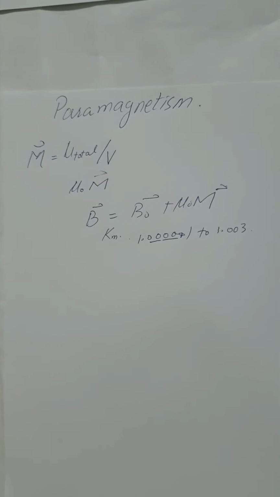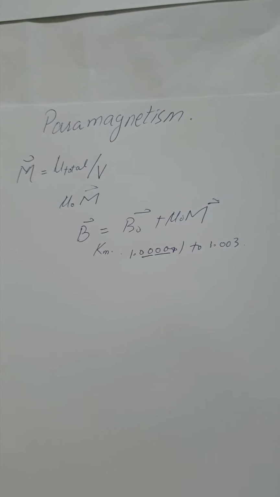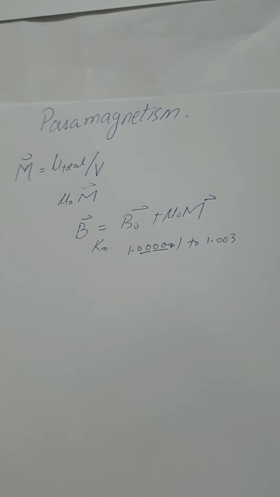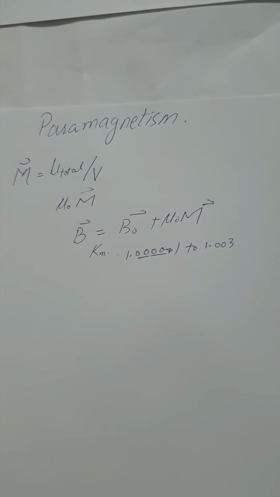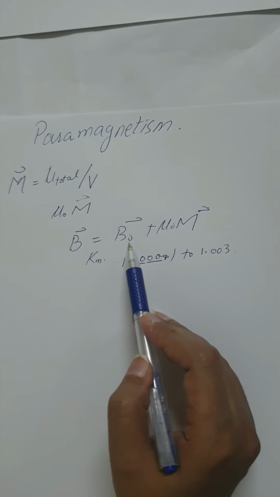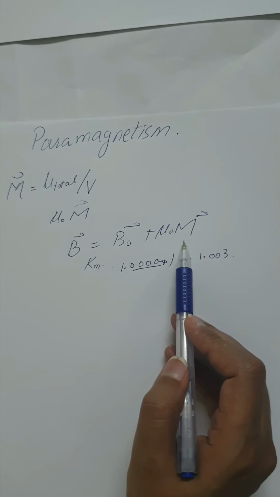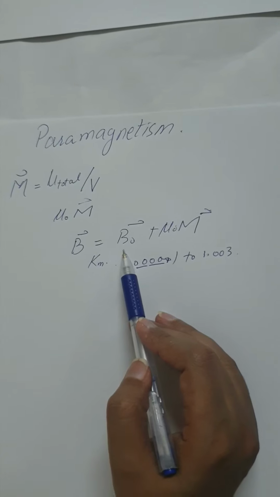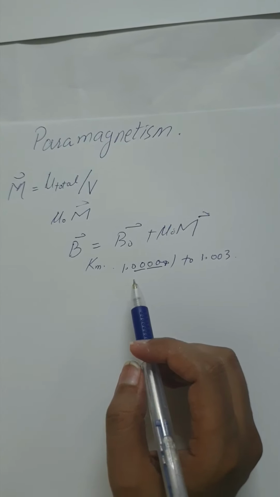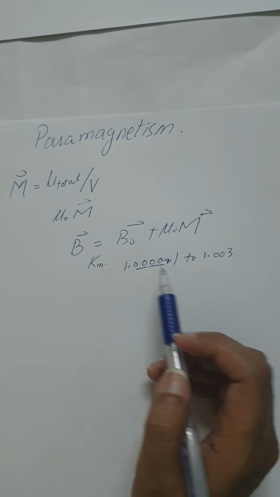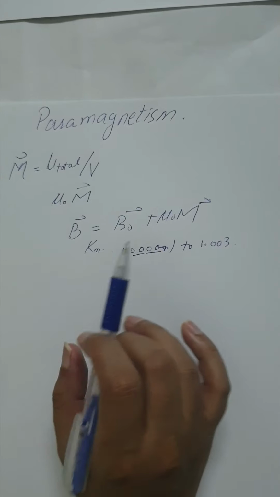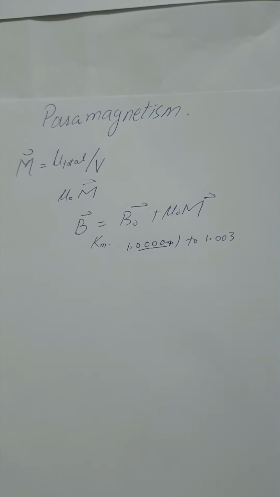And when such a material completely surrounds a current carrying conductor, the total magnetic field B in the material is B naught plus mu naught M. Here B naught is the field caused by the current in the conductor, and a material which shows such type of behavior is said to be paramagnetic.